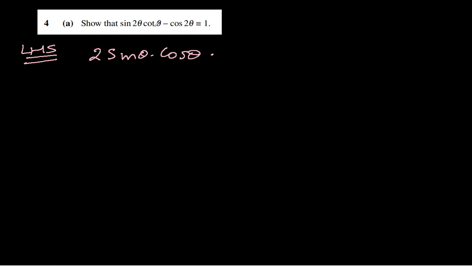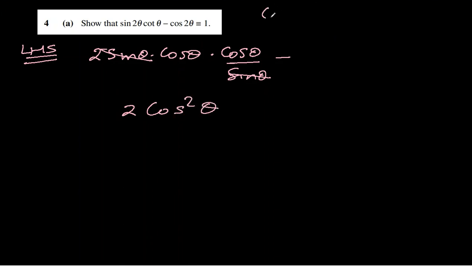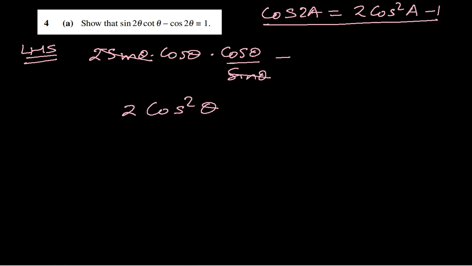And then cot theta will be cos theta over sine theta minus... I will leave it for some time because I want to know which one will be useful here. Sine and sine cancel. I get 2 cos times cos, cos square. Okay, so I need cos square theta. The identity which I will use here will be cos 2a equal to 2 cos square a minus 1. This is the identity I will use.